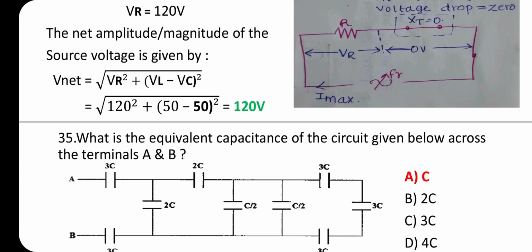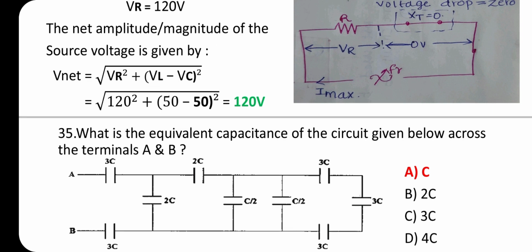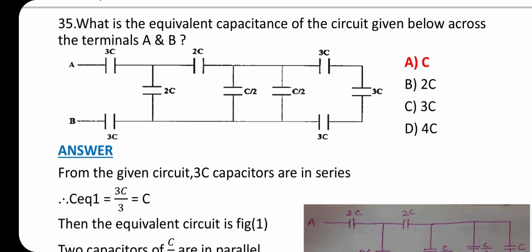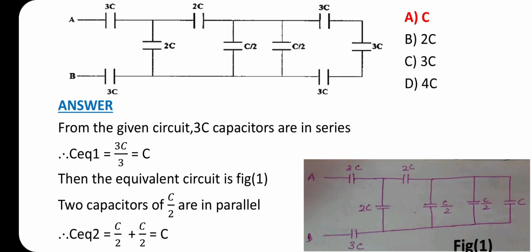Therefore, the net amplitude or magnitude of the source voltage is given by V net equal to root of VR square plus (VL minus VC) whole square, which is equal to root of 120 square plus (50 minus 50) whole square. We get the answer of 120 volt. The next question is, what is the equivalent capacitance of the circuit given below across the terminals A and B? Option A, C is the correct answer.